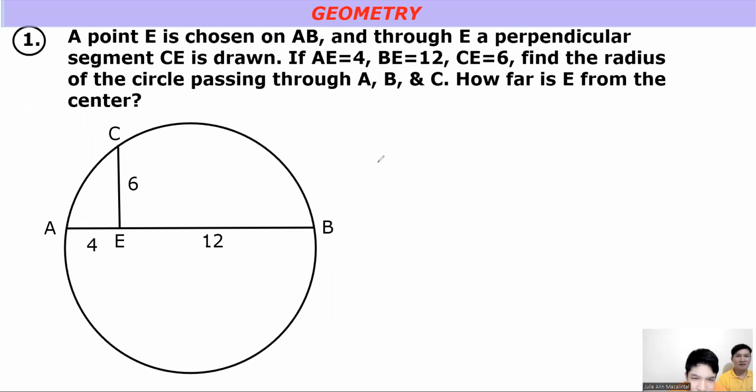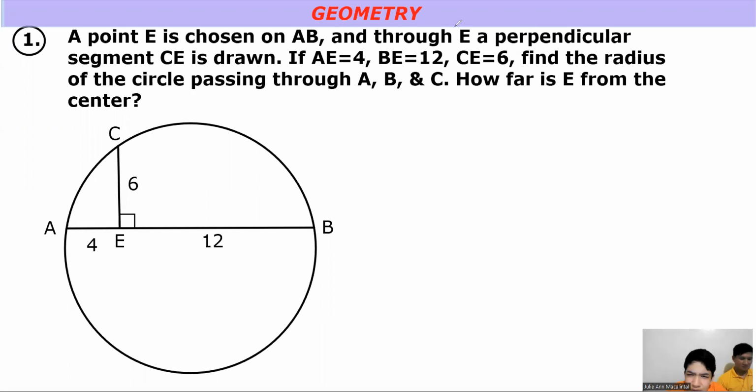Yes. Number 1: a point E is chosen on AB, and through E a perpendicular segment to C is drawn. If AE is equal to 4, BE is equal to 12 units, and CE is 6 units, find the radius of the circle passing through A, B, and C. And how far is E from the center?